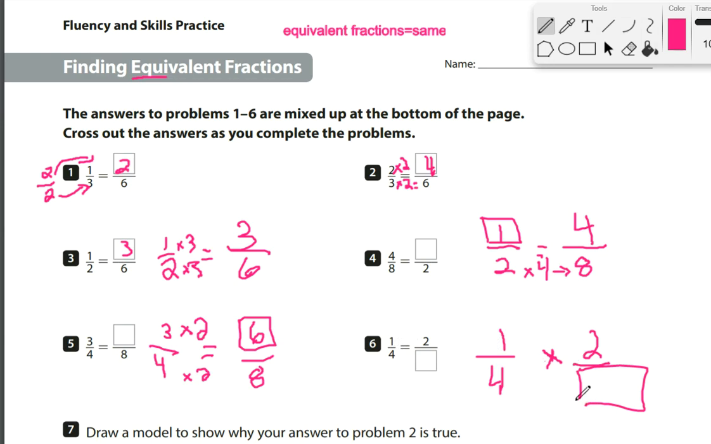Anywho, so we have 1/4 is equal to 2 over something. We don't know our something, but it doesn't matter because absolutely nothing has changed. So 1 times something makes 2. Well, that can only be 2. 1 times 2 becomes 2. If I multiply the top by 2, I have to multiply the bottom by 2. And 4 times 2 is 8.